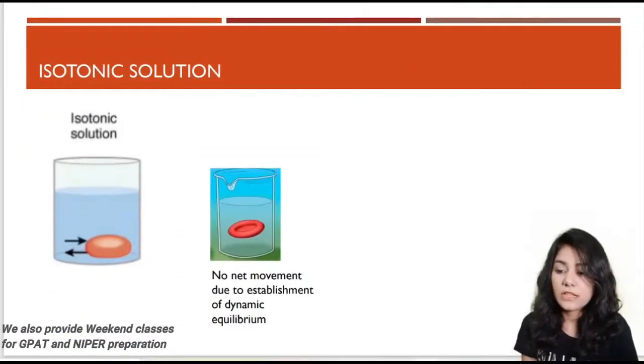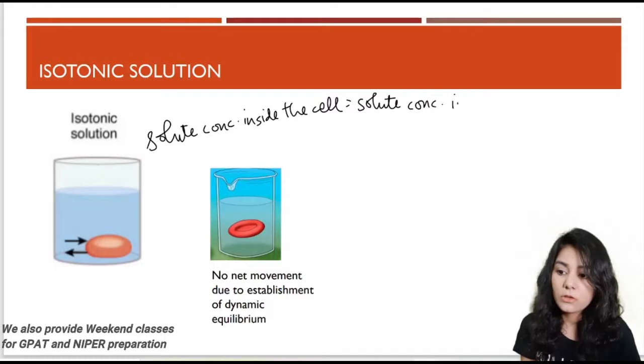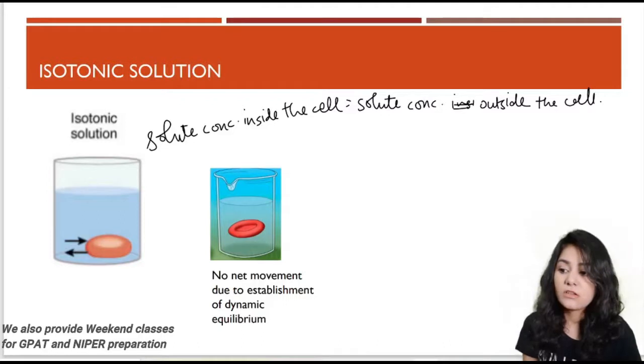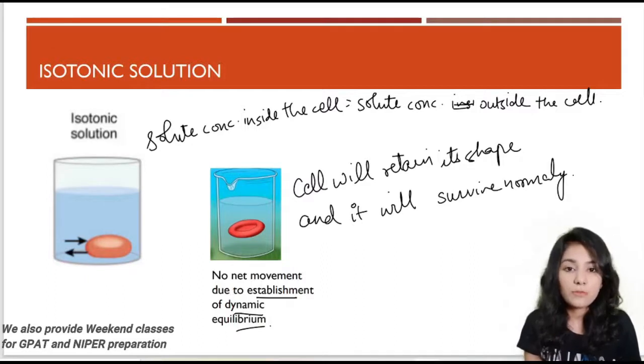Now let's discuss the last type of solution, the isotonic solutions. Here you can see that the solute concentration inside the cell is equal to the solute concentration outside the cell, and the same is true for the concentration of the solvent. So there will be no net movement of the solvent molecules due to the establishment of dynamic equilibrium. In this case, the cell will retain its shape and it will survive normally. This was all about the types of solutions.